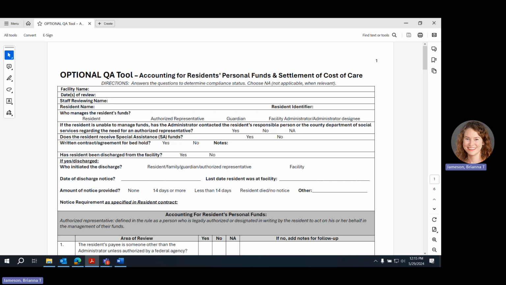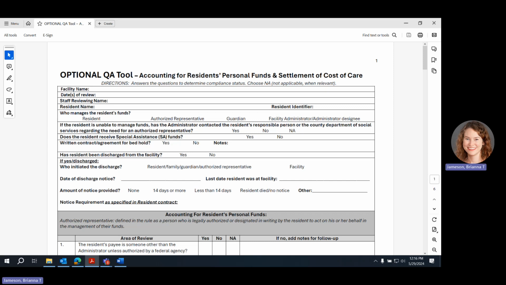Dates of review, write down the dates that the residents' funds are being reviewed. Staff reviewing name, write down the name of the staff reviewing resident funds. Resident name, write down the name of the resident whose funds are being reviewed. Resident identifier, write down the resident identifier used for that particular resident.